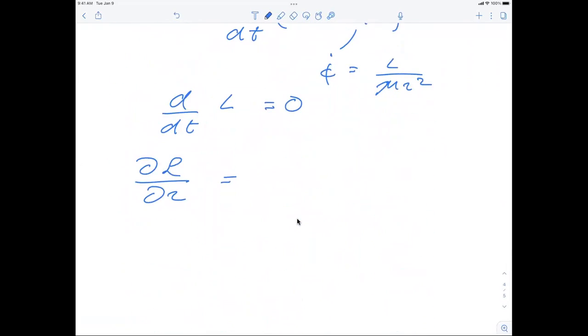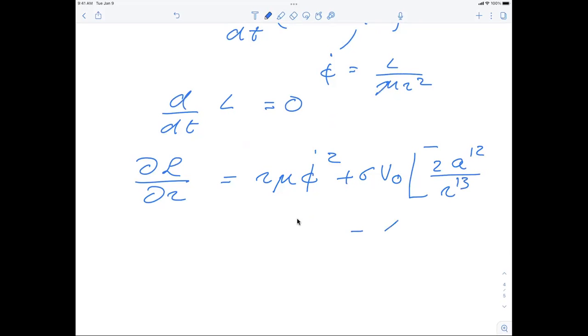So when we look at this one, we're going to have an R times mu, and then we have phi dot squared. And then I get plus 6 times V0. And then I have a derivative of the potential. So this is going to be 2 times a to the power of 12 divided by R to the power of 13, and this is going to be minus b to the power of 6 divided by R to the power of 7.